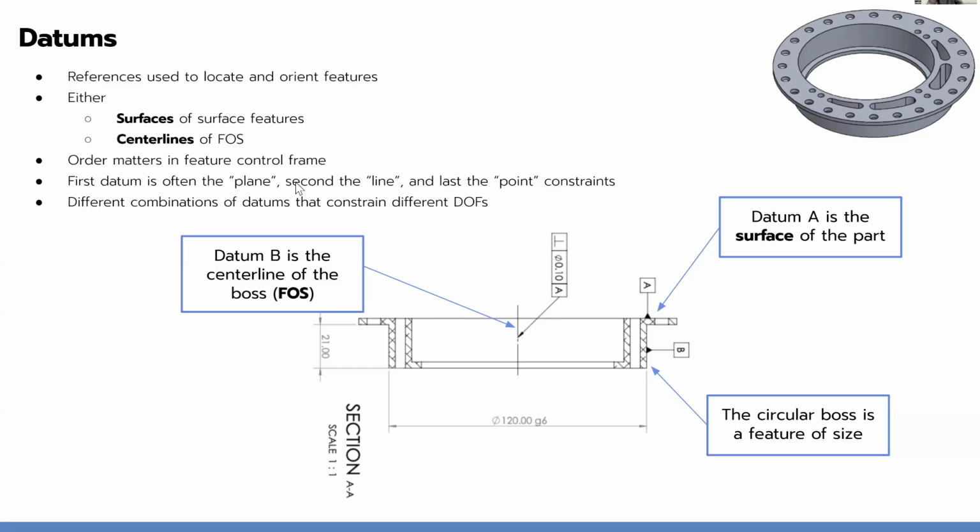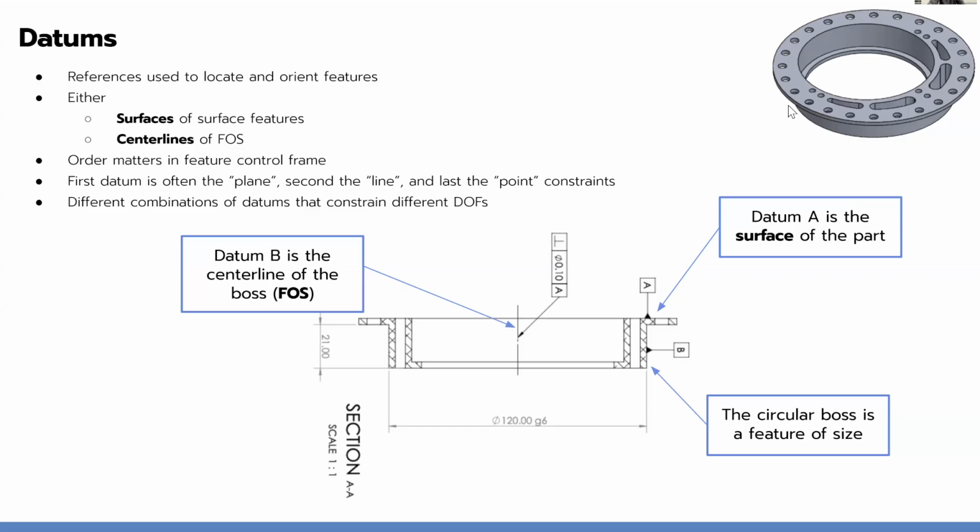Order actually does matter when you're making these datums. Oftentimes the first one is considered that plane, and then so on. So generally you'll order it in that constraining order. You can do it off of surfaces of surface features, or off of center lines or center planes of features of size. I'll talk about what that is in a sec. The first datum, like I said, is often the plane, second's the line, and then the last one's your point.